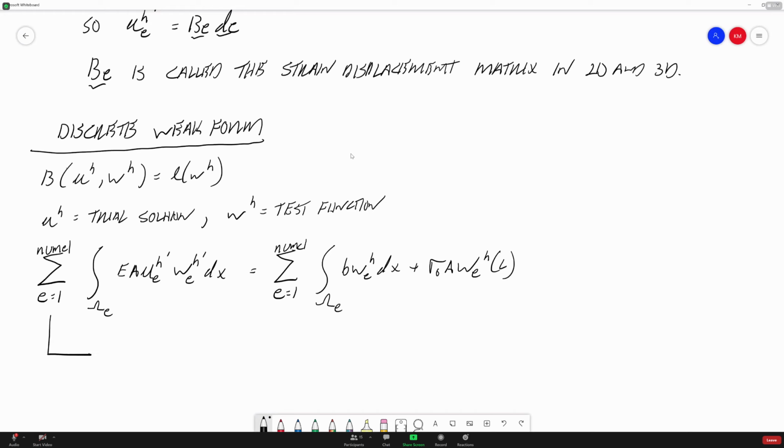This summing is called the assembly operation. And we refer to it as this capital A with 2 slashes through it, E equals 1 to num L.